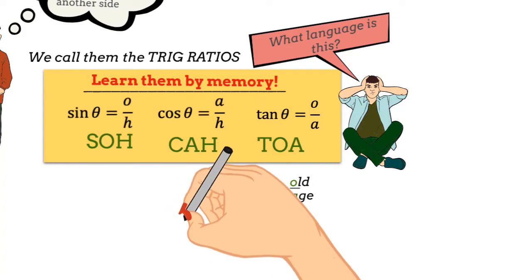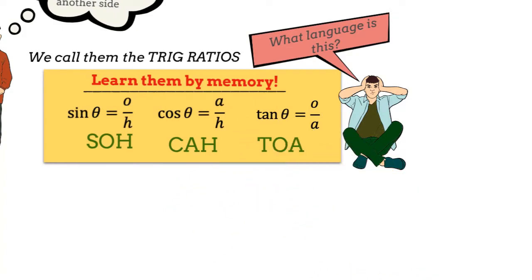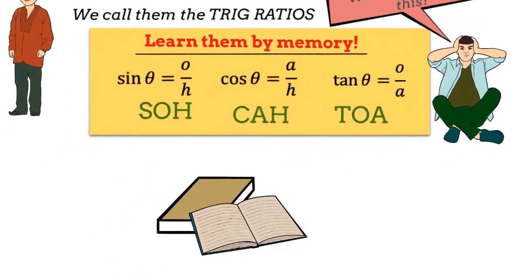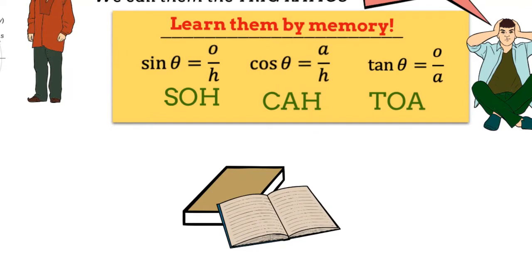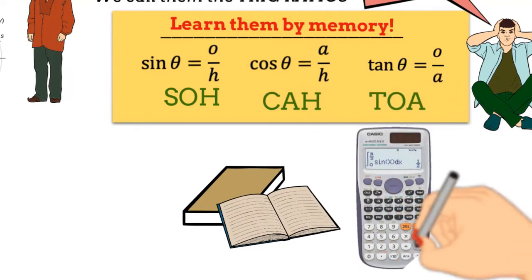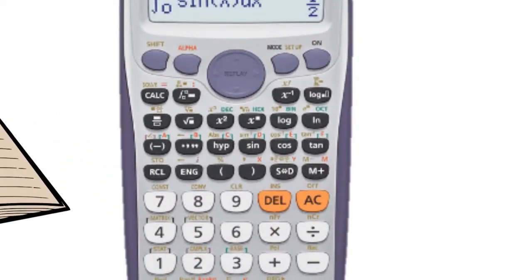Luckily, we don't need to look up these trig ratios for each angle in books anymore or work them out manually. We can use our calculators. And your buttons for sine, cos and tan can be located right here. Thank heavens.